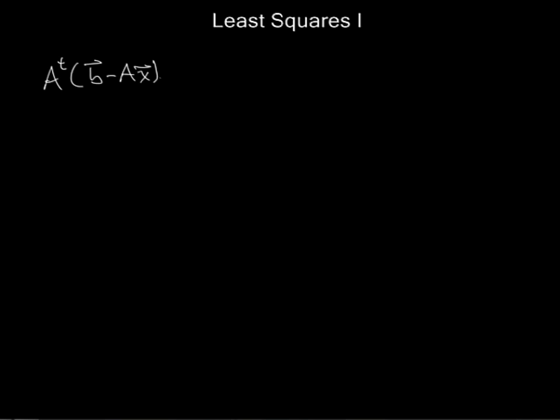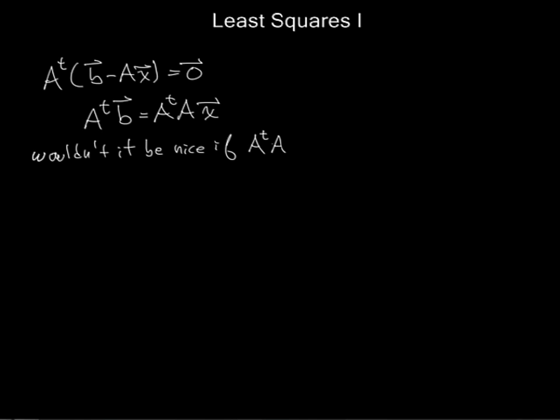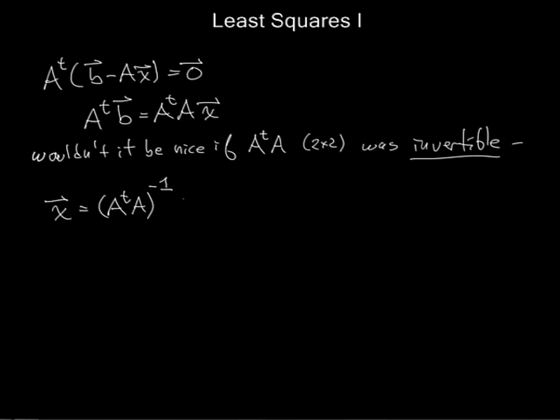So let's write this down. We're trying to find x so that A transpose applied to this vector is 0. That's to say A transpose b is equal to A transpose Ax. We're trying to solve this for x. So it would be great if this matrix A transpose A, which is a 2 by 2 matrix, were invertible. Because if it was, we could just bring it to the other side. We could write x is equal to (A transpose A) inverse applied to A transpose b. So there you have it. That is the method of least squares.